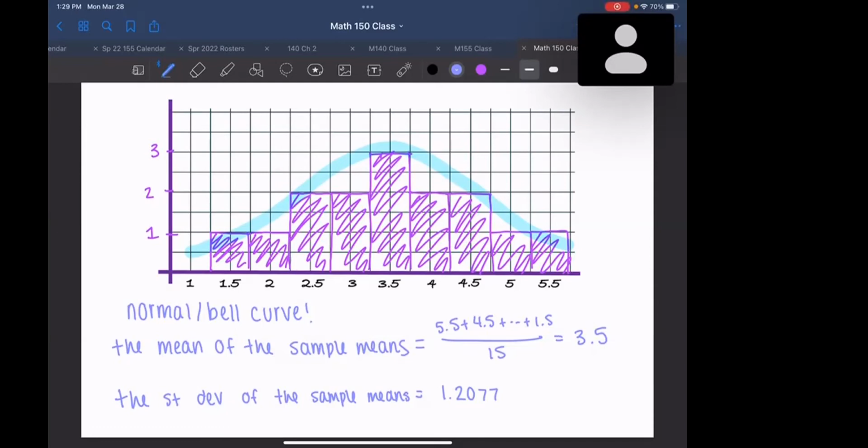The means are the same, right? Well, that's kind of freaky, right? The population mean was equal to the mean of the sample means, not the standard deviation, right? How would you get the standard deviation again?